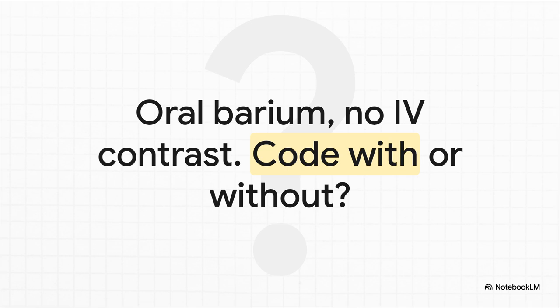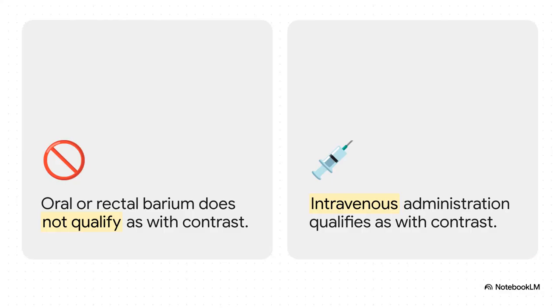The entire code selection literally hinges on just one single word: oral. So the crucial point here is that oral and rectal contrast simply do not qualify as with contrast in CPT radiology coding rules. If a patient only drinks barium, your correct code selection has to be without contrast. You only get to use the with contrast codes when it's administered intravenously or intravascularly. Don't let that exam trap catch you on test day.